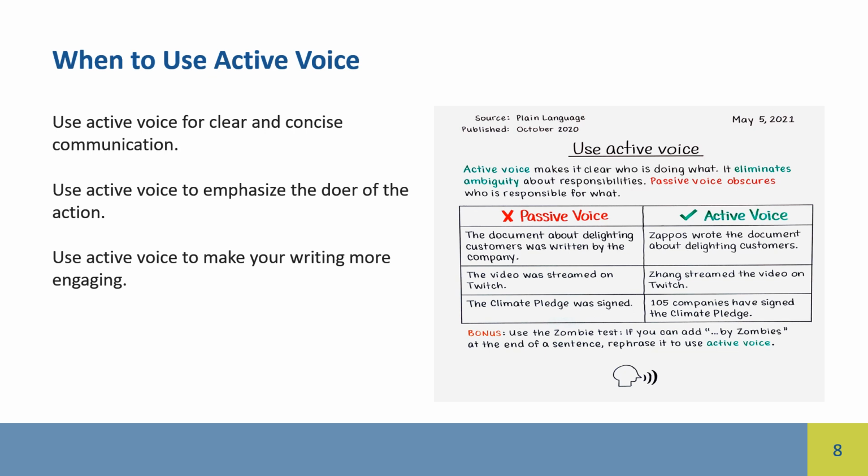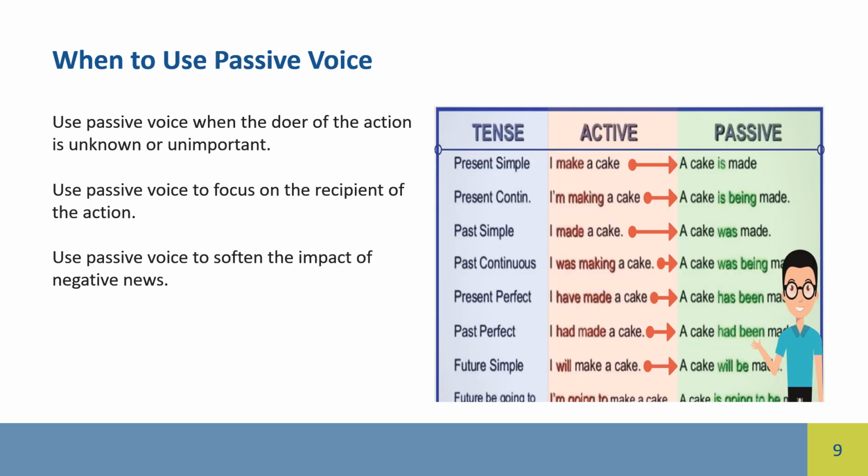Use active voice for clear and concise communication. Use active voice to emphasize the doer of the action. Use active voice to make your writing more engaging. Active voice makes it clear who is doing what. It eliminates ambiguity about responsibilities. Passive voice obscures who is responsible for what.